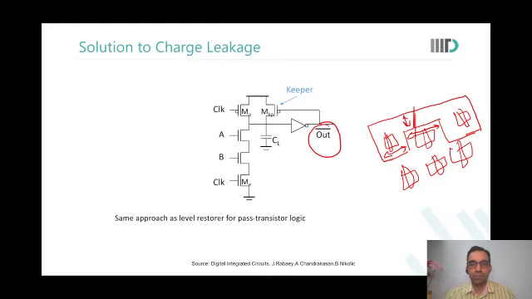Sir, I just wanted to confirm that only the rising transition is accepted because when the clock is high, that would be the only transition which would help the output to discharge, and there is no special reason other than this.